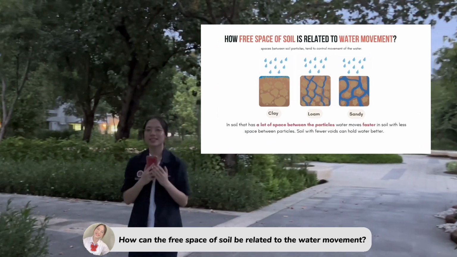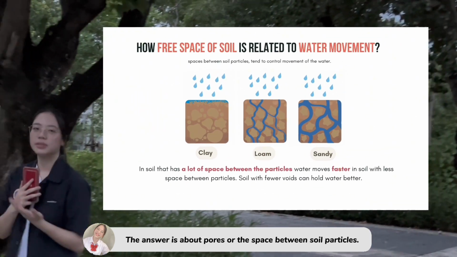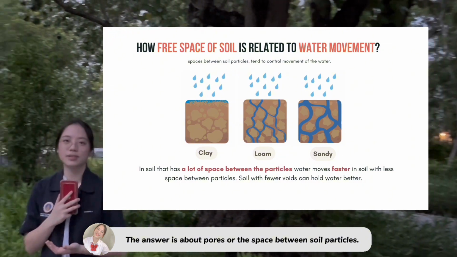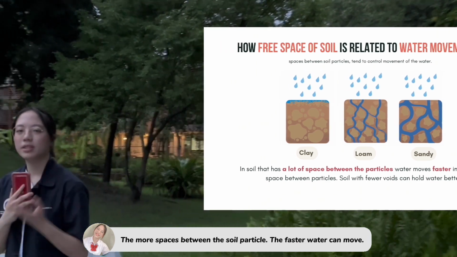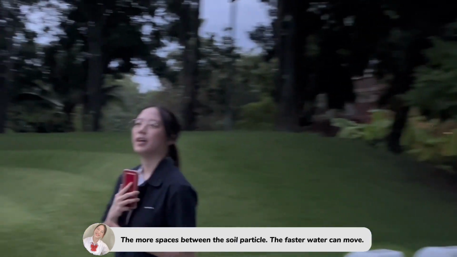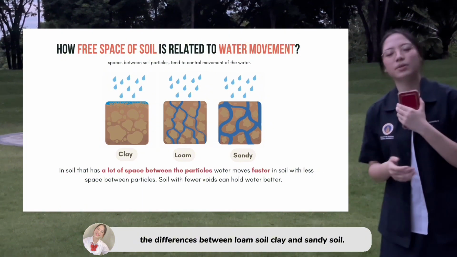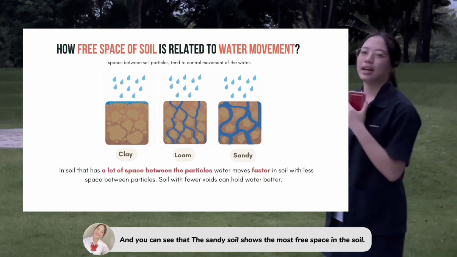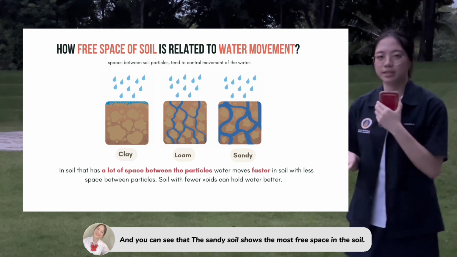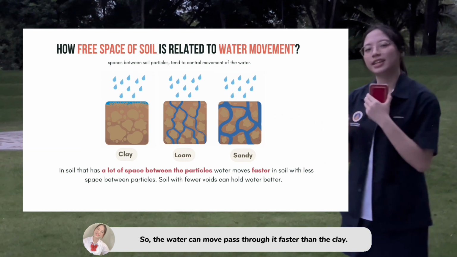How can free spaces in the soil be related to water movement? The answer is about the pores, or the free spaces between the soil particles. The pores tend to be the controller of the water movement. So it means that the more space between the soil particles, the faster water can move. In this case, we will show the video experiment that illustrates the differences between loam soil, clay, and sandy soil. You can see that the sandy soil shows the most free space, so the water can move through it faster than through the clay.